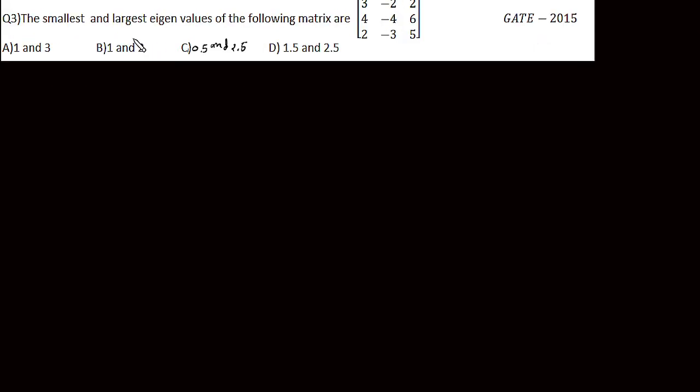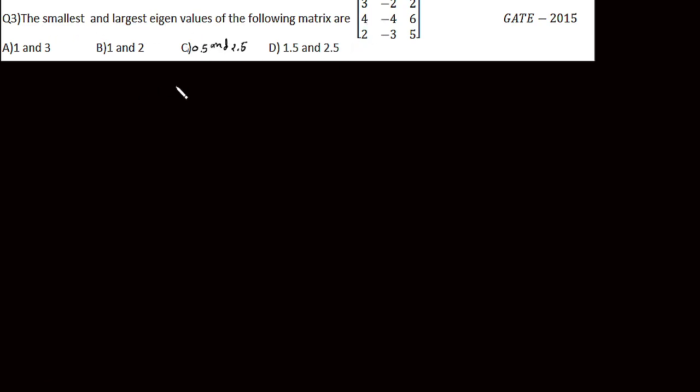Okay, let's solve question number 4. Question 4 says the smallest and largest eigenvalue of the following matrix. Okay, so they are asking about the smallest and largest eigenvalue. So here we cannot use any property of eigenvalue like trace and determinant is equal to multiplication of eigenvalue. Here we have to find the characteristic equation of this matrix and find the determinant, and equate it equal to 0. From that we can solve for the eigenvalue and we have to find the smallest and the largest one.